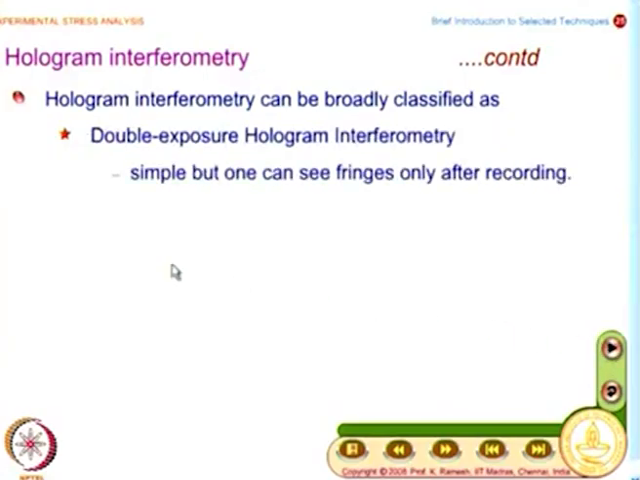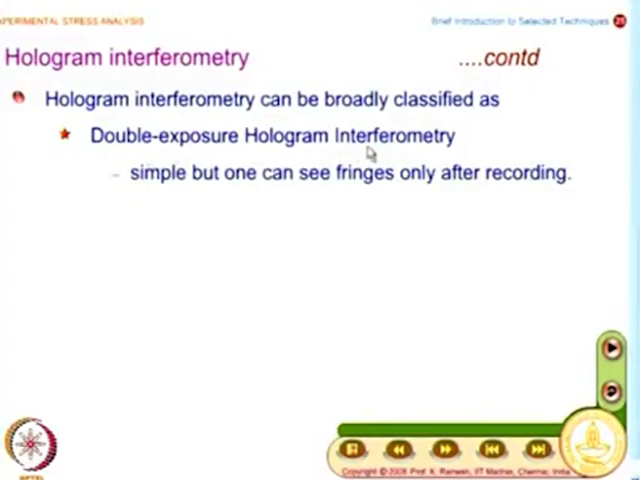One of the earliest ones was double exposure hologram interferometry. The name itself suggests that you are going to have 2 exposures. When you have 2 exposures, you will not be able to see the fringes in real time, because you have to post process these exposures, and only then will you be able to see the fringes. In photoelasticity, we could see the fringes as the model was loaded.